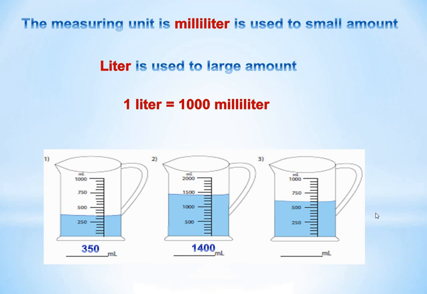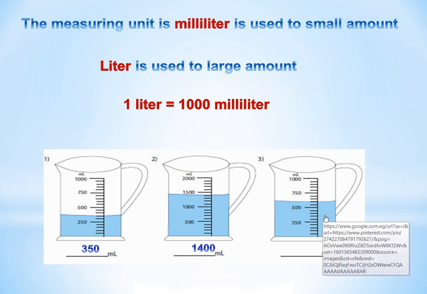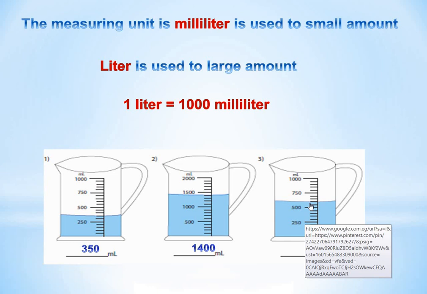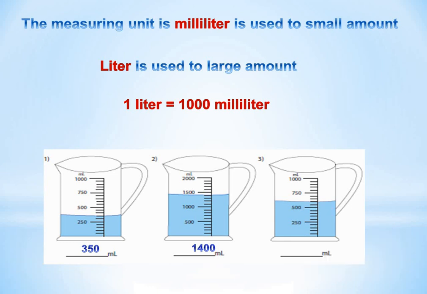The next one is graduated up to what? It's graduated up to 1000 milliliters, so we will skip counting by 50. Excellent. Okay, here we have the volume of this liquid 500, 550. It's up to what? It's up to 600 milliliters. Okay.